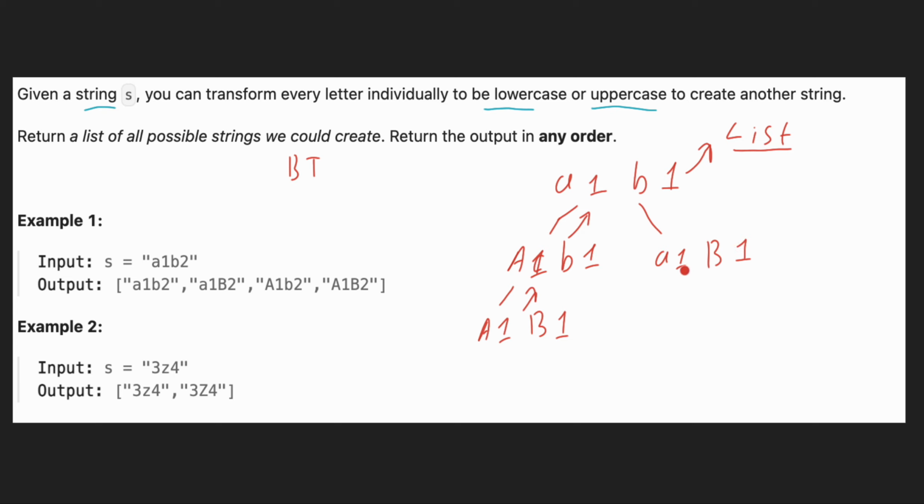Now we are generating all possible scenarios for this one. If we have a1 and then b, now we are going to the next one. The next one is a letter, and the one after that is a number, so we are backtracking from this solution. Now we have all four possible strings that we need: a1b2, a1B2, A1b2, and A1B2, including our initial one.